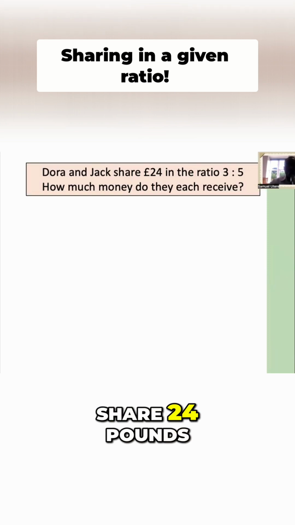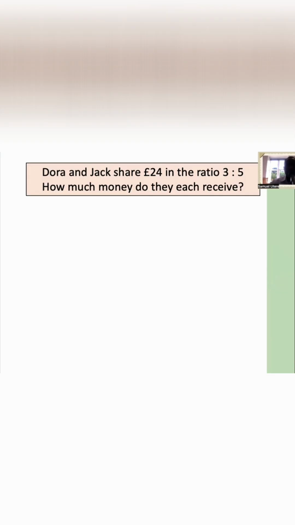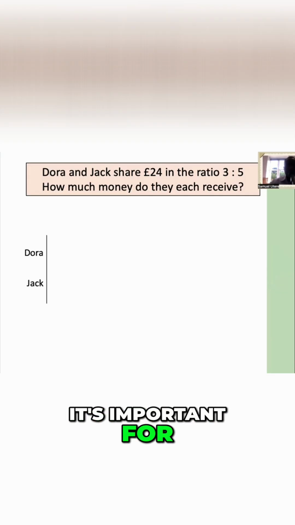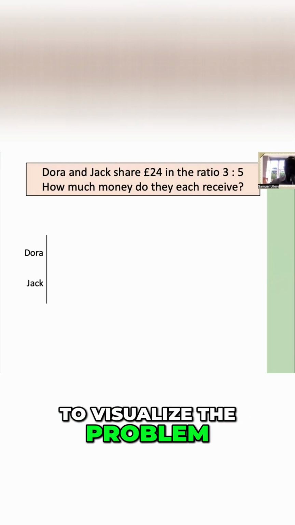Dora and Jack share 24 pounds in the ratio 3:5. How much money do they each receive? For this one, it's important for us to draw a bar model because it helps us to visualize the problem.